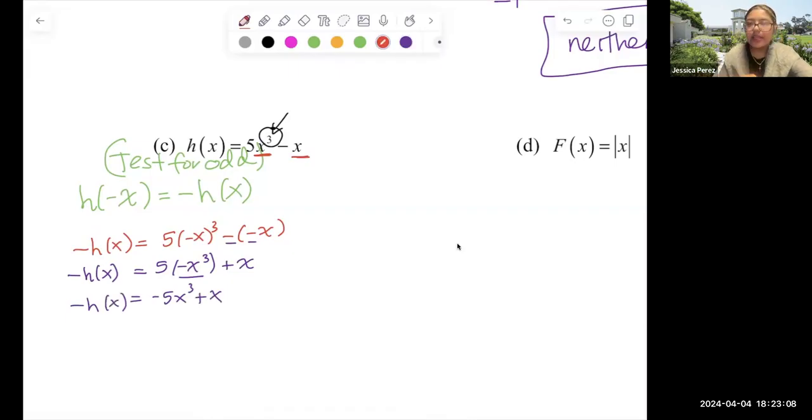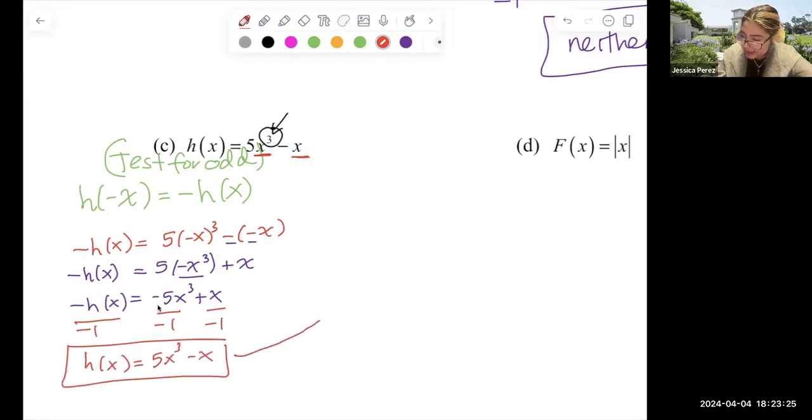The last step is I'm going to divide everything by -1. Why am I doing that? Well, because I didn't start with negative h. I want a positive h, so I have to divide everything by -1. So this is h of x is equal to 5x cubed minus x.